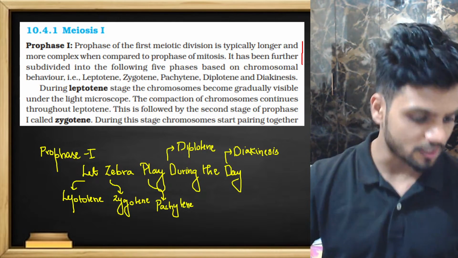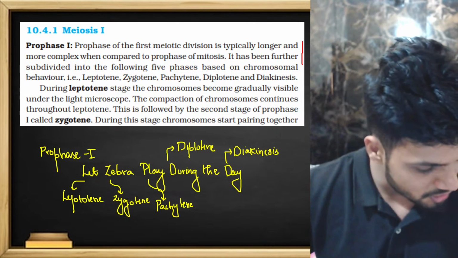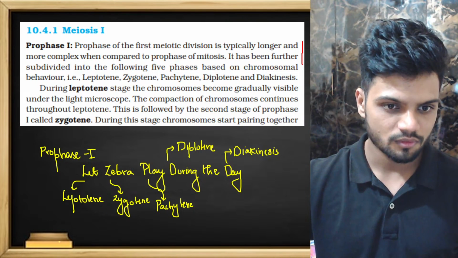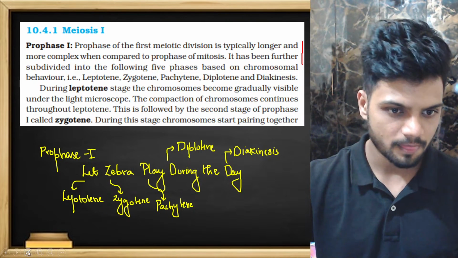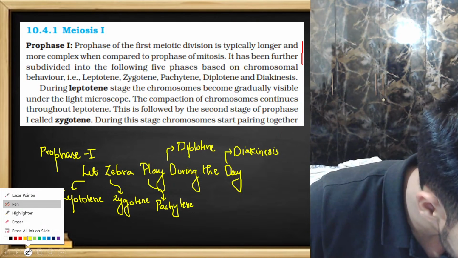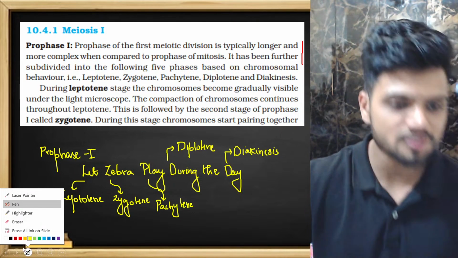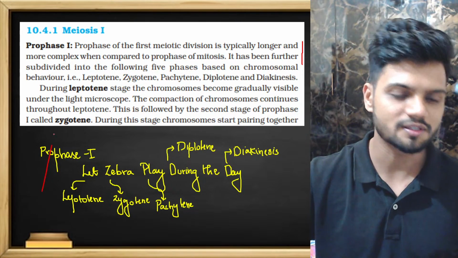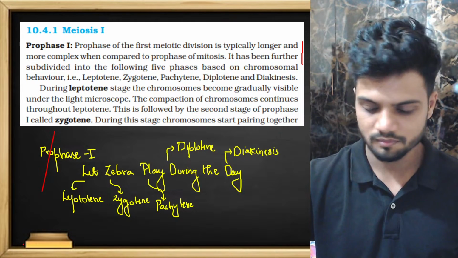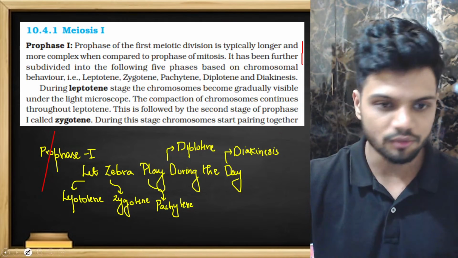Any doubt till here? Quickly ask me. Tanuja, Krishna, any doubt till here? No doubt. Yes, Krishna. Krishna is such a nice name. Okay, any doubt till here, students? Quickly ask me.